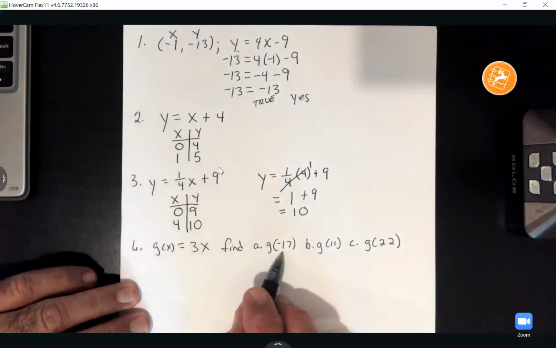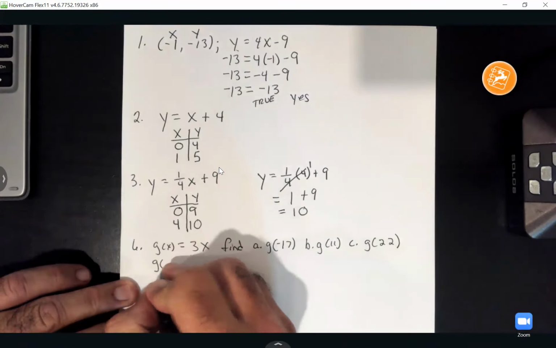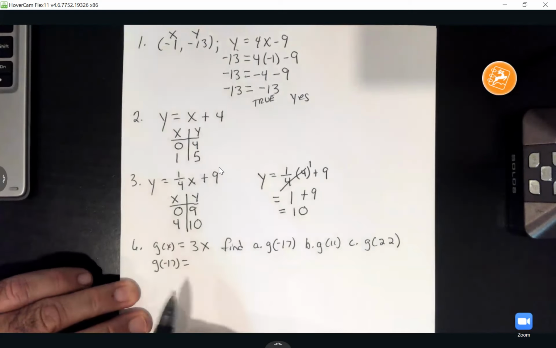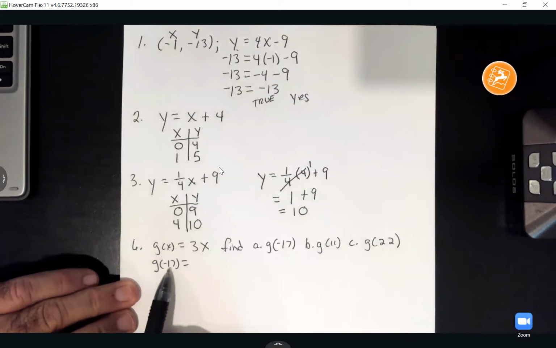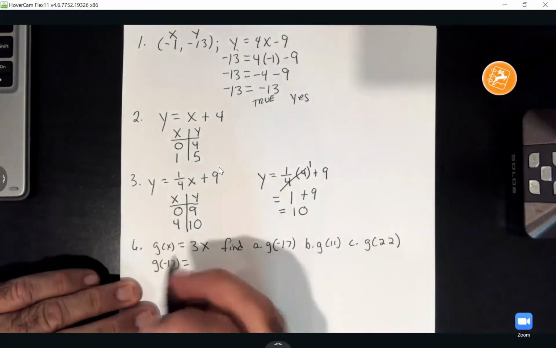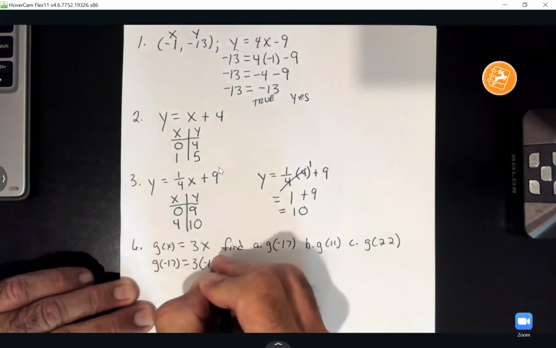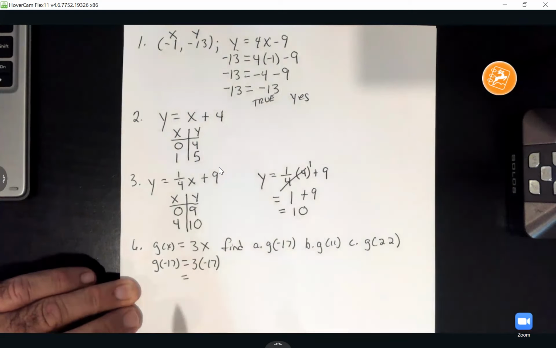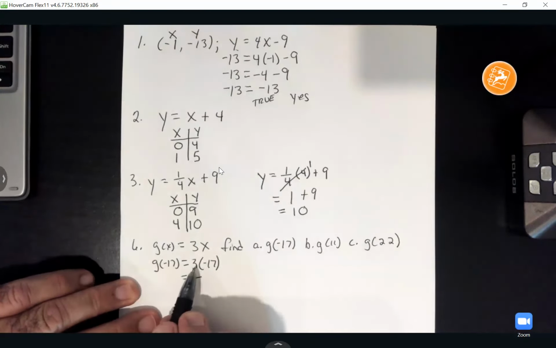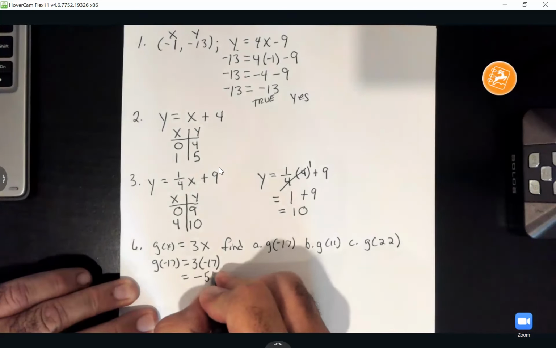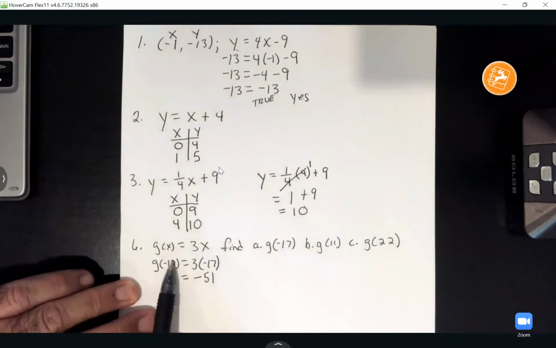So let me start with g of -17. G of -17 is just symbolism telling me that on the g of x equation, I'm going to put a -17 in for that x. So that's giving me 3 times -17. And y'all, let's see, 3 times -17. Those are unlike signs, so that's going to be a negative. And then 3 times 17 is 51. So g of -17 is going to be -51.